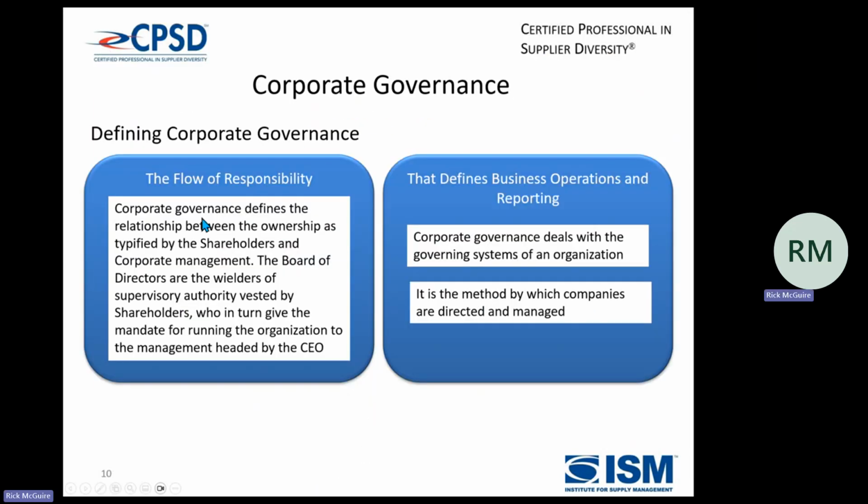Defining corporate governance. So the flow of responsibility. Corporate governance defines the relationship between the ownership as typified by the shareholders and corporate management. The board of directors are the wielders of supervisory authority vested by the shareholders, who in turn give the mandate for running the organization to the management headed by the CEO. So that's how responsibility works. The flow of responsibility defines business operations and reporting. So corporate governance deals with the governing systems of an organization, which are these. It's a method by which companies are directed and managed.